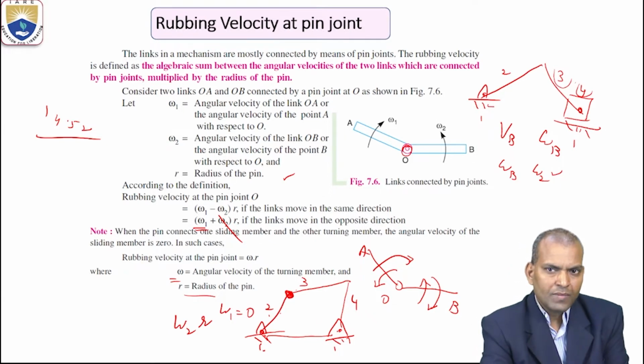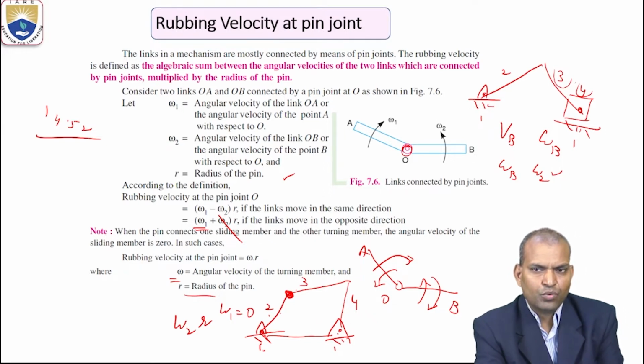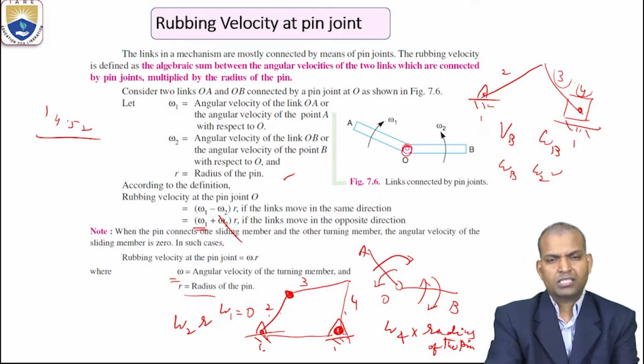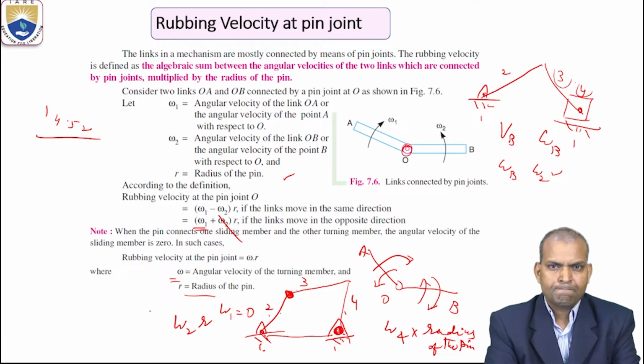Similarly, if we want to study the rubbing velocity between link 1 and 4, what is the rubbing velocity formula? Anybody can say? That is omega 4 times the radius of the pin at the 1 and 4 joint. This is the one. Thus, we will study the rubbing velocity of various pin joints of various links.